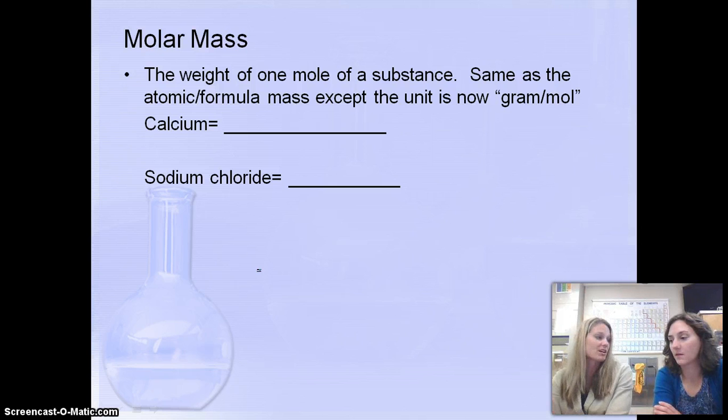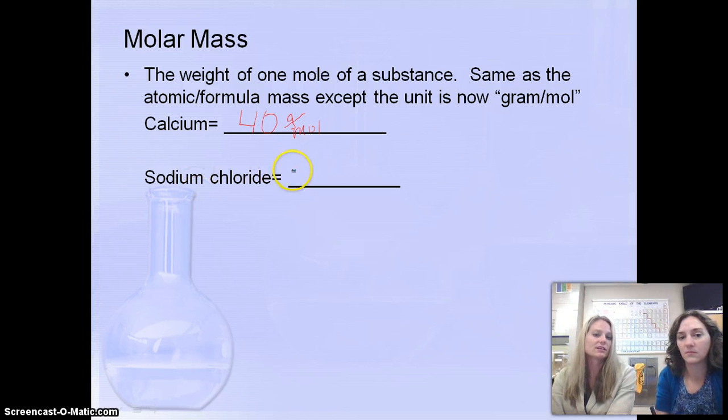Calcium is 40.08, so I could use 40. It's up to you; I'll be flexible. So writing 40, and now our unit is going to be g over MOL, grams per mole. And then for sodium chloride, if you have a compound like this, you get to add up everybody. So you're going to take sodium, which is 23, and chlorine, which is 35, and you get 58 grams per mole. So for molar mass, you're just going to look on your periodic table.